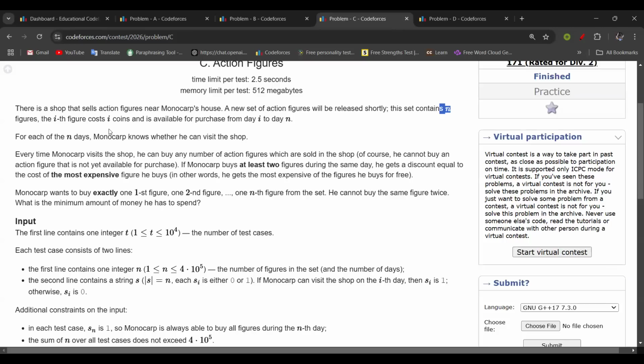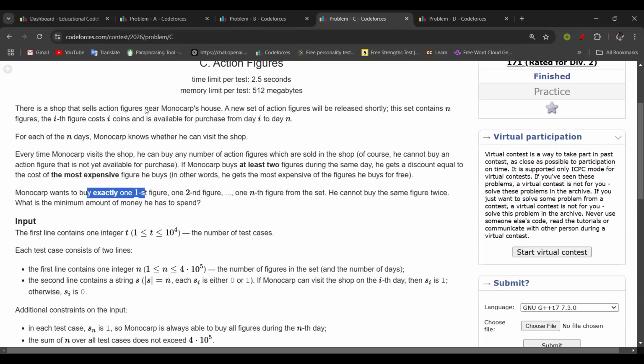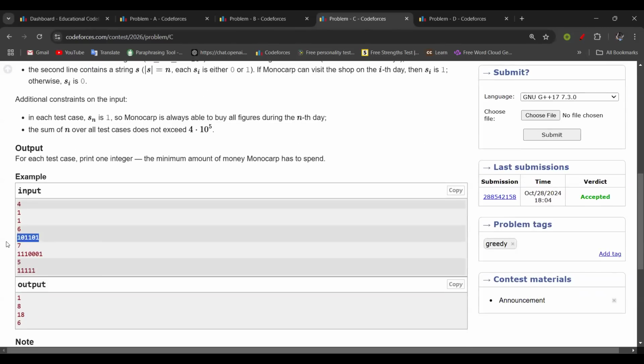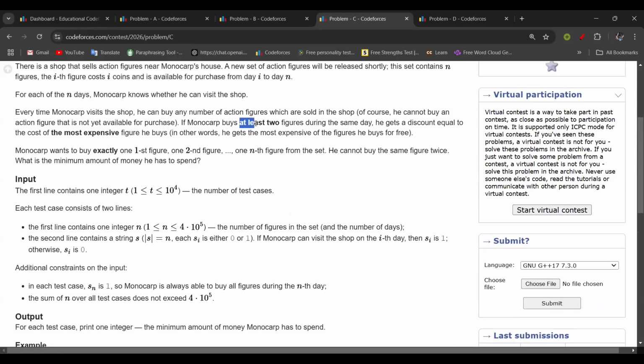So basically you are given that every ith figure costs i coins, and it can be purchased from day i to day n, on any of the days. You are also given a 0-1 string that denotes whether on the ith day Monocarp will go to the shop to purchase something or not. If he goes to the shop, he can purchase just one item at its cost.